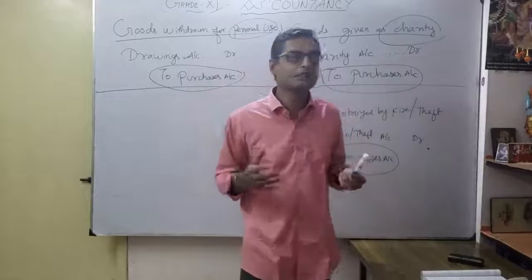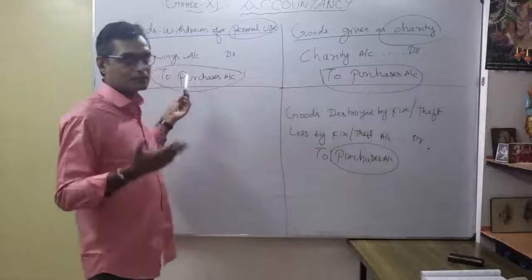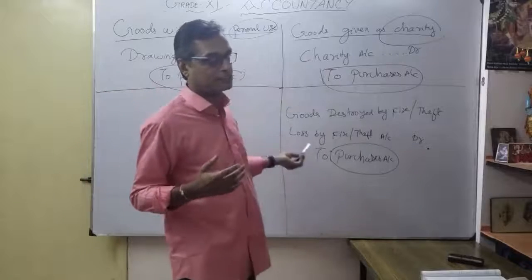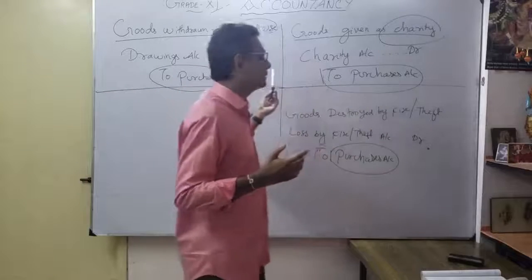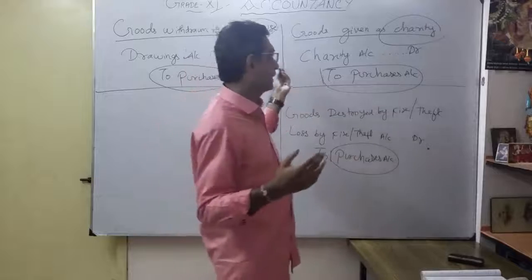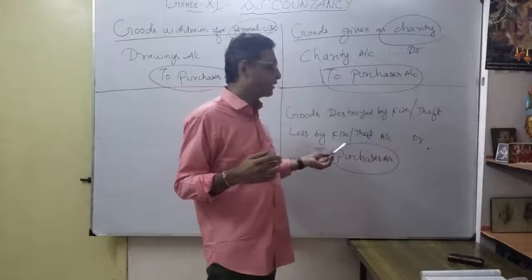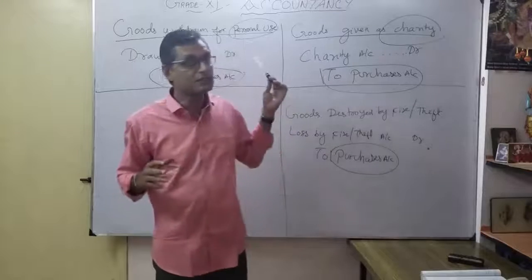So why am I crediting purchases? Because my purchase value is reducing. Likewise I am crediting the purchase account in all three situations, and the debit depends upon the transaction: drawings here, charity here, loss by fire or theft here. You understood? These are the three important entries.